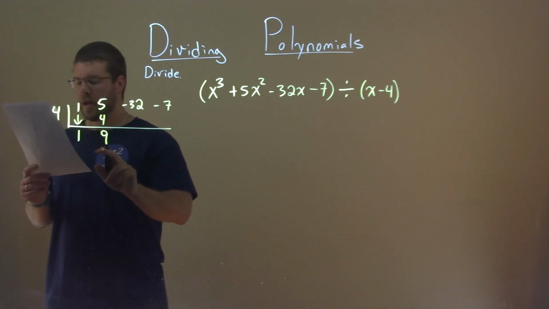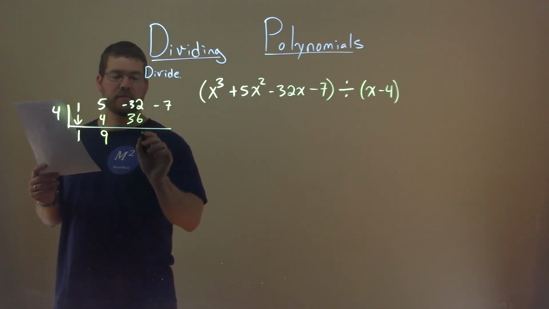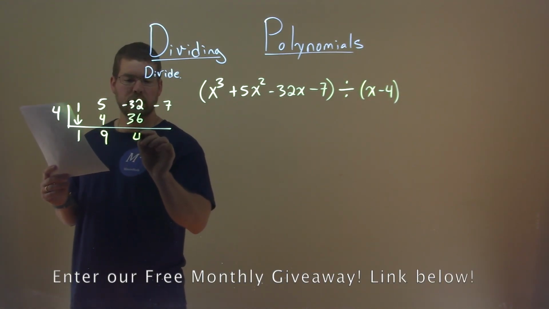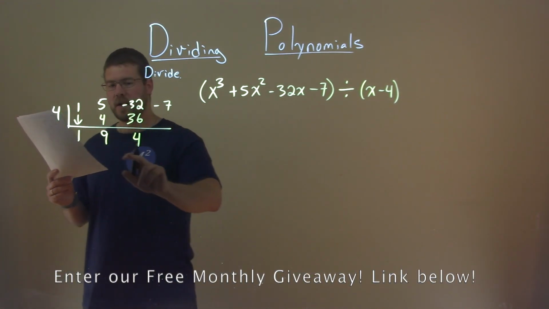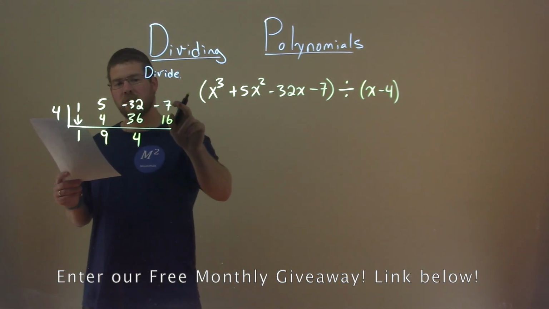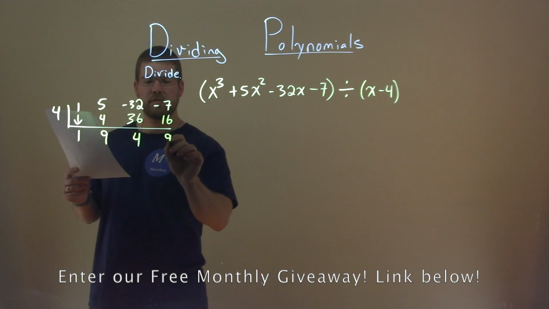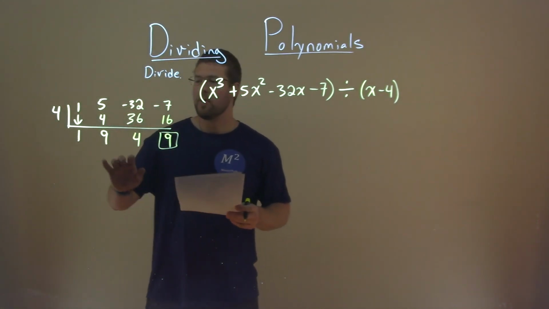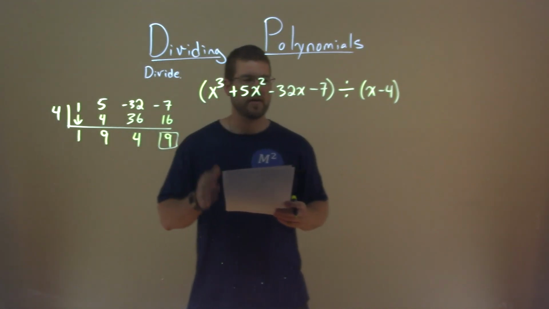And 4 times 9 is 36. Negative 32 plus 36 is a positive 4. 4 times a 4 is a positive 16. Negative 7 plus 16 is a positive 9. And that's our remainder. So now let's go up, apply this to our answer.